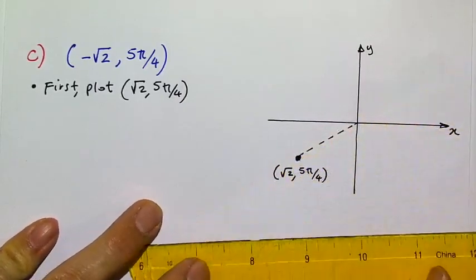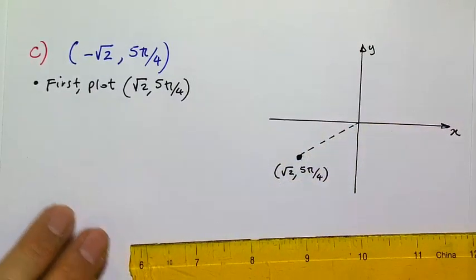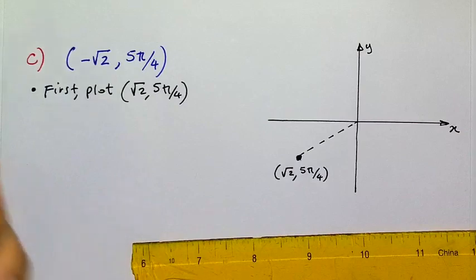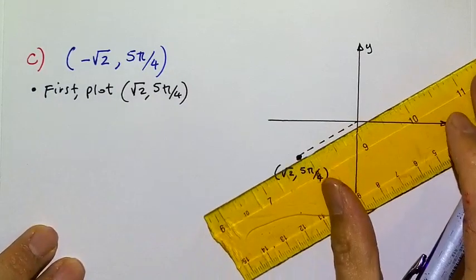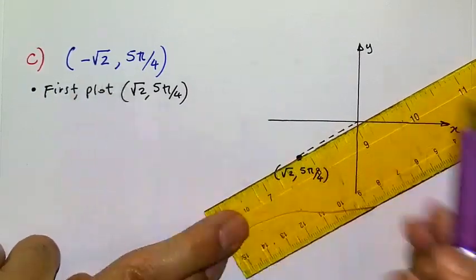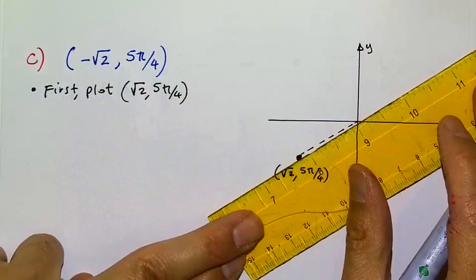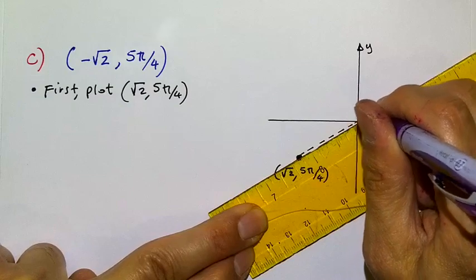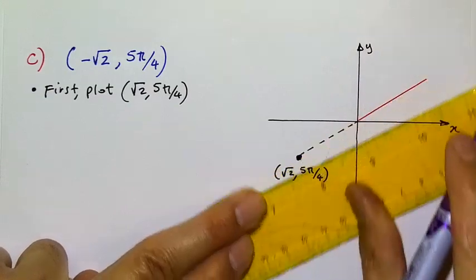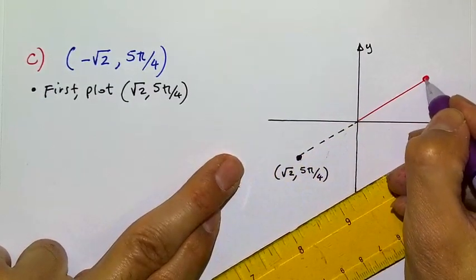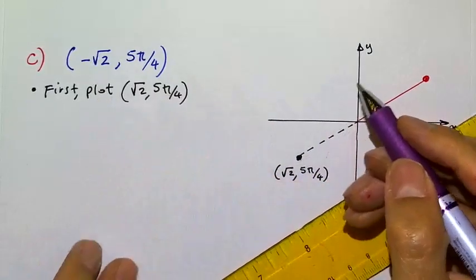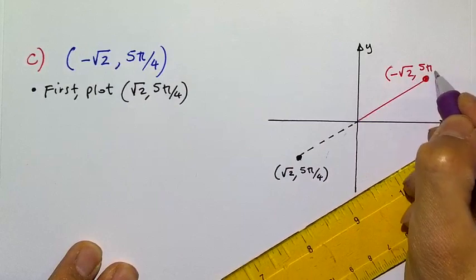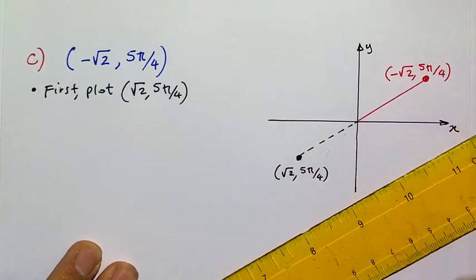Like that. And then, of course, I will continue it to the other side, because negative square root of 2 comma 5 pi over 4 is on the same line on this side across the pole. So we're here. This is minus square root of 2 comma 5 pi over 4.